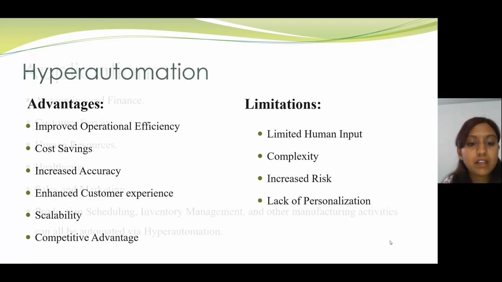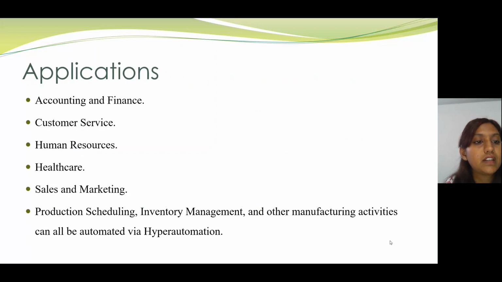Now coming to applications, we can see accounting and finance, customer service, human resources, healthcare, sales and marketing, and production scheduling, inventory management, and manufacturing activities, which can also be automated via hyperautomation. Accounting and finance is used to automate procedures such as processing payments, processing invoices, and financial reporting. For customer service, it would give the client answers by using chatbots and assistants; hyperautomation can provide customer service.